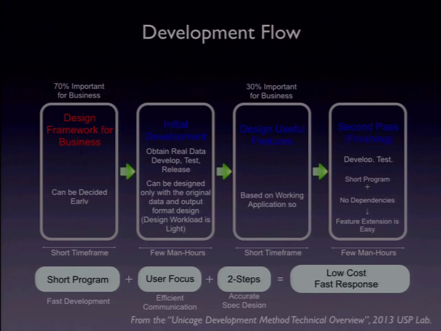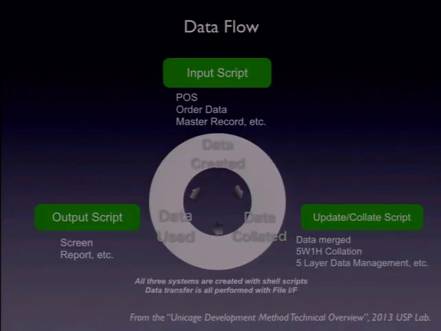So, as I say, the Unicage development period is very short. Most time is spent communicating with clients. Coding time is very, very short. I heard from USP's president that he developed a system for a big Japanese electronics company in one day, and the system was 10,000 times faster than the legacy system, and it works on a common PC. That's a crazy story.